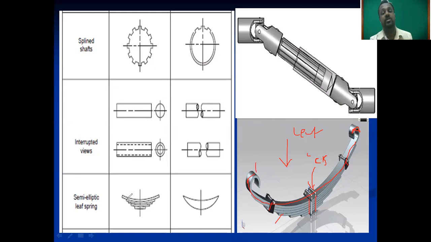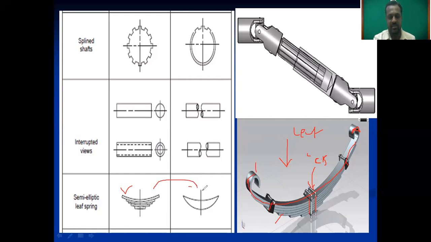Now see how to represent the leaf spring in the conventional manner. Again, the leaf spring has different types. Semi-elliptical leaf spring. It looks like an ellipse, a semi-ellipse. So this is the actual picture, and how to draw this semi-elliptical leaf spring in the conventional manner.